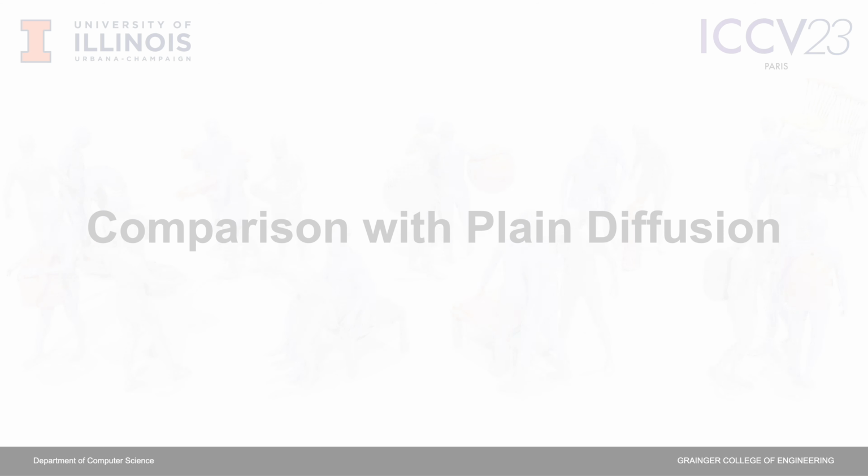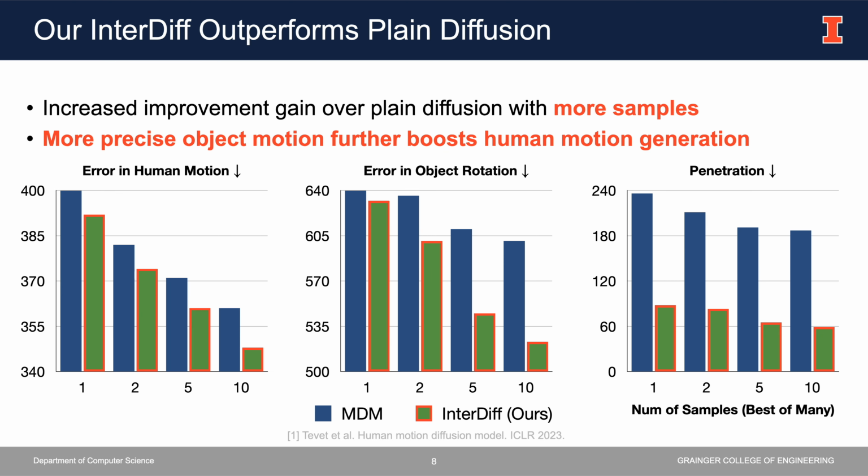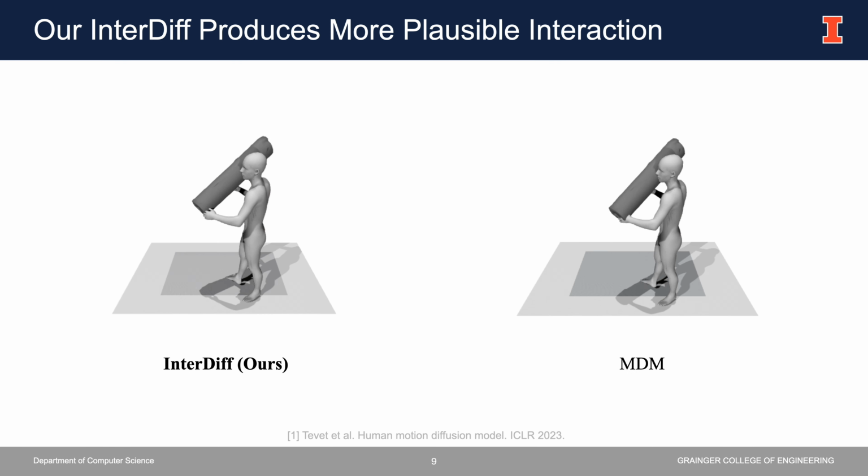Here are the results. We compare our proposed method InterDiff with the baseline MDM on the Behave dataset. InterDiff consistently outperforms in terms of both human and object accuracy, as well as interaction quality. Notably, compared to plain diffusion, our method excels by providing more enhancements over a broader sample size. Furthermore, we can observe that InterDiff's ability to predict precise object motions notably boosts the accuracy of human movement.